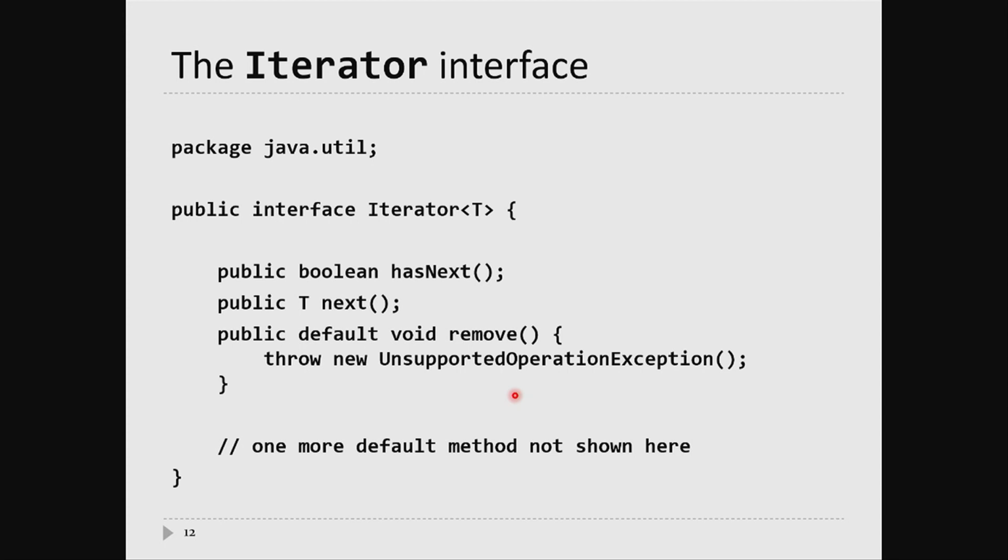Now I want to override remove because I want someone to be able to use an iterator to remove elements from the list. So we're going to override this one. There's one more default method that's not shown here, and we're not going to override that one today. It uses features of the language that we don't talk about in this course.